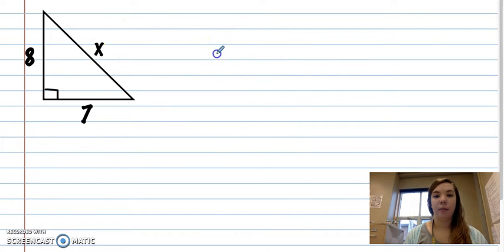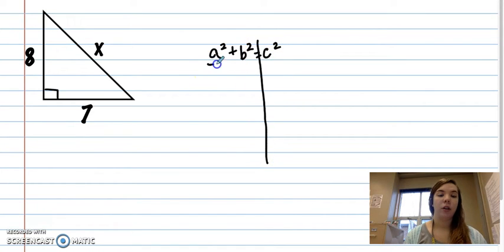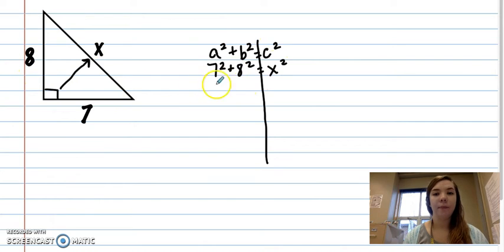All right, another example. So we're going to start with our formula. a squared plus b squared equals c squared. So then you have 7 squared plus 8 squared equals x squared, because we're focusing on finding x today, or your hypotenuse. This order again doesn't matter. a and b can be switched. So 7 squared is 49. 8 squared is 64. 49 plus 64 is 113.